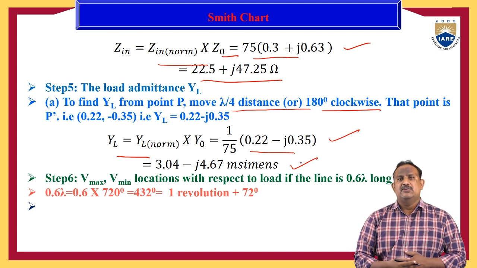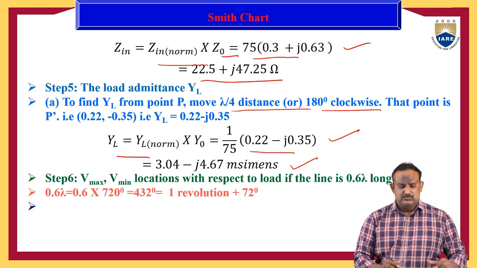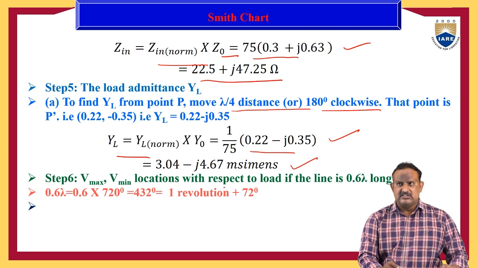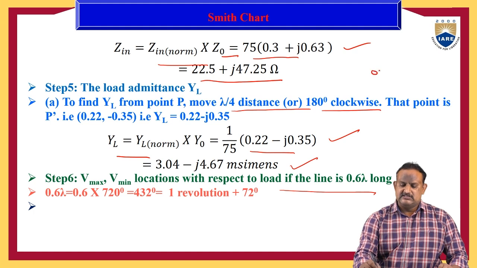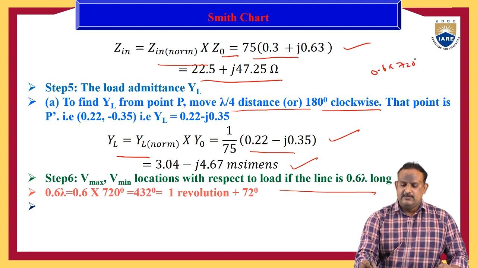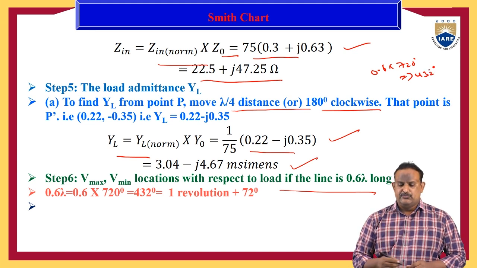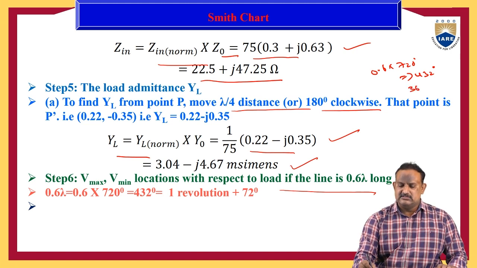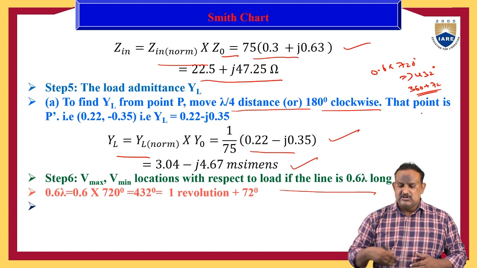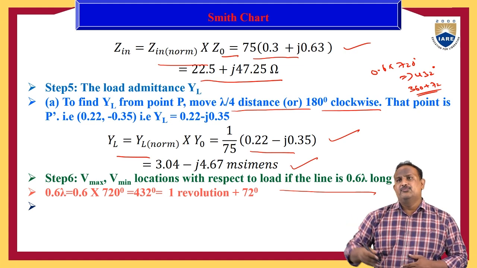Next, we need to find out the Vmax value and Vmin locations with respect to the load. If the length of the transmission line is 0.6 lambda, it is 0.6 into 720 degrees, which is 432 degrees. So 432 degrees means one revolution of 360 degrees plus 72 degrees.